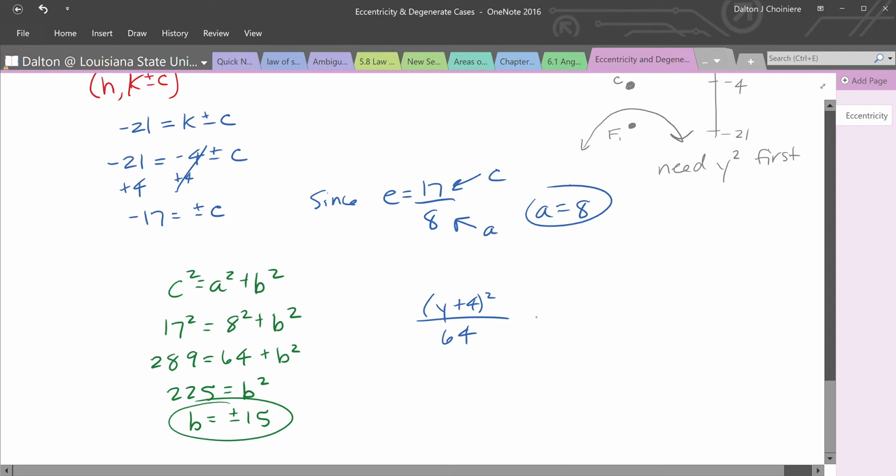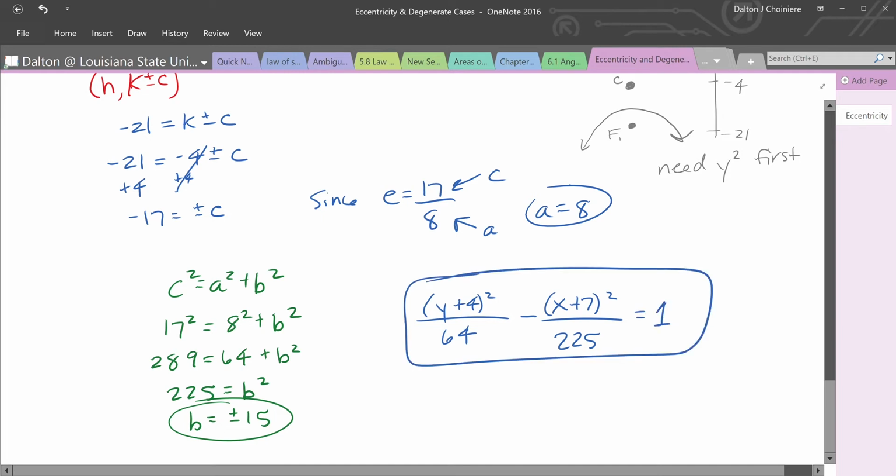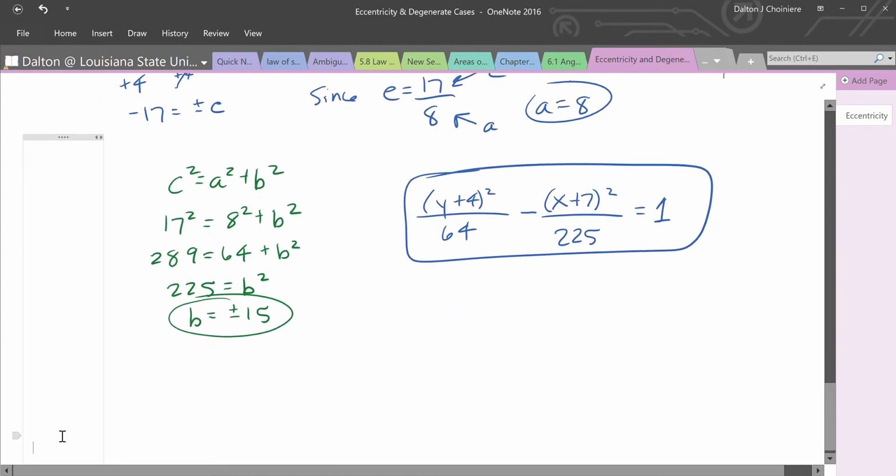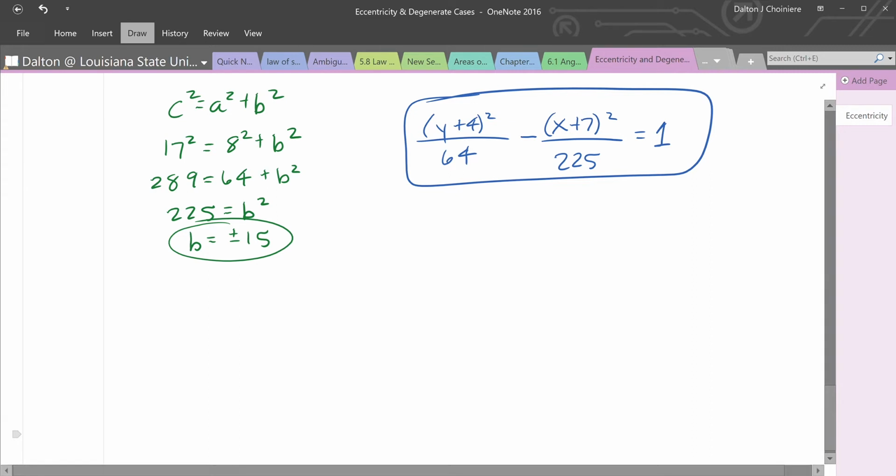Hyperbola has a minus sign. X minus h will actually end up being x plus 7 over b squared, which is 15 squared, which is 225, and every hyperbola is equal to 1. Okay, so it's kind of like a puzzle, just trying to figure out what you need to fill in the gaps. Okay, last example, number 3.